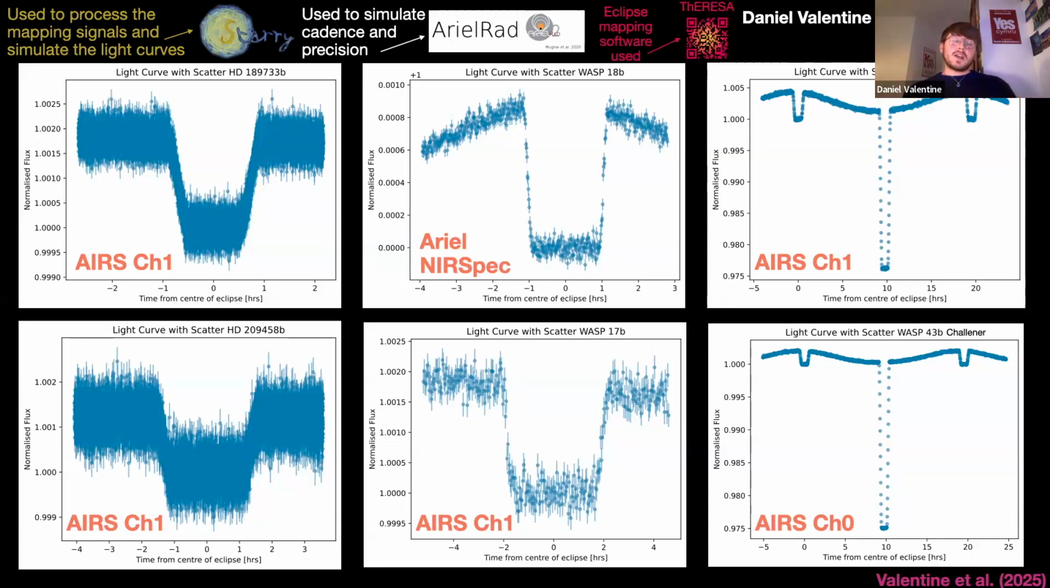And then we use the Tiresias eclipse mapping code in order to then fit those light curves and then extract the eclipse maps at the end.